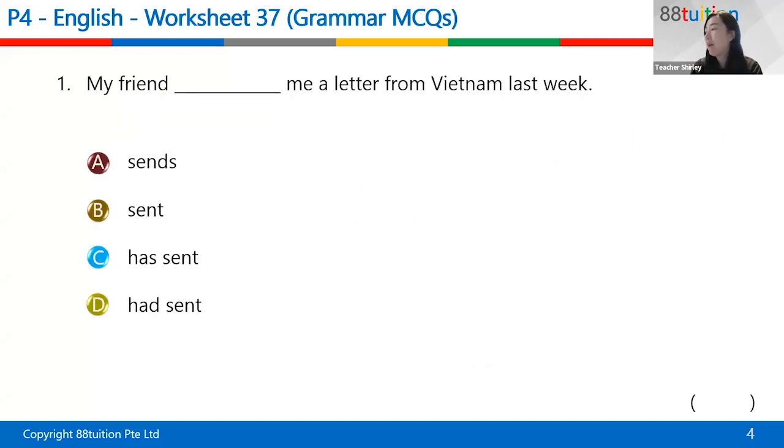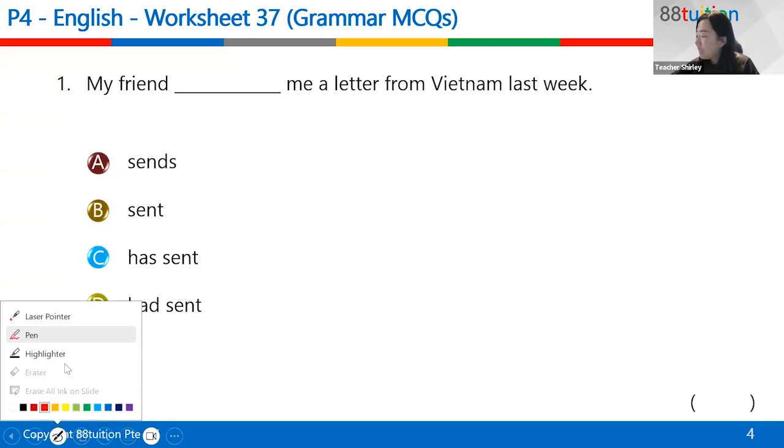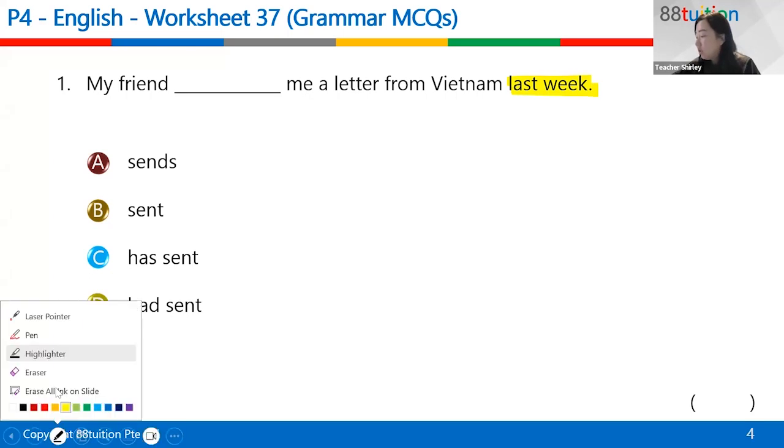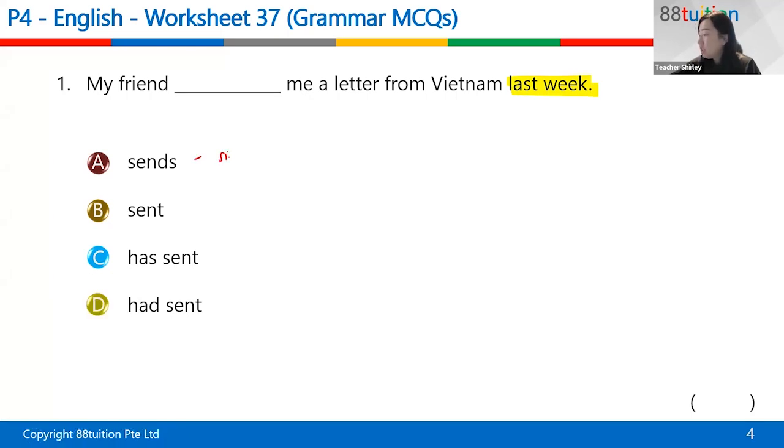Okay, first question. My friend wrote me a letter from Vietnam last week. Anybody? Yes, Ivan? Is it B? Yes, the answer is B. B is simple past tense, right? I think there are a few clues which tell you the answer. Number one is last week, so it tells you it's past tense. So this one is actually just simple present. This one is of course simple past.